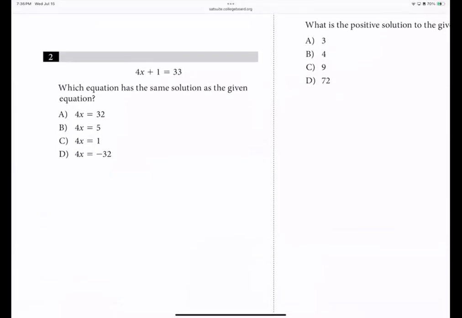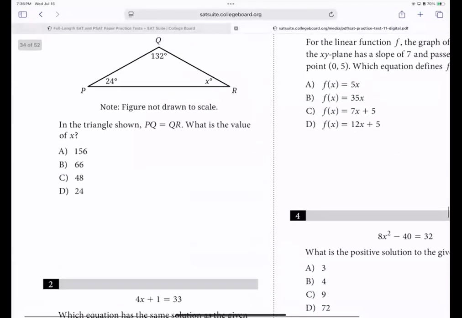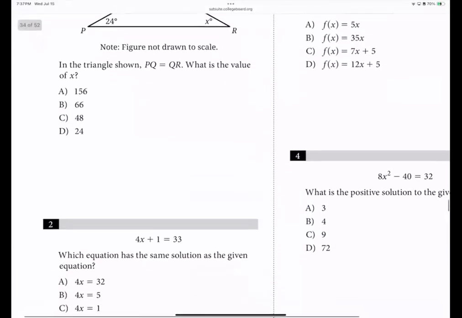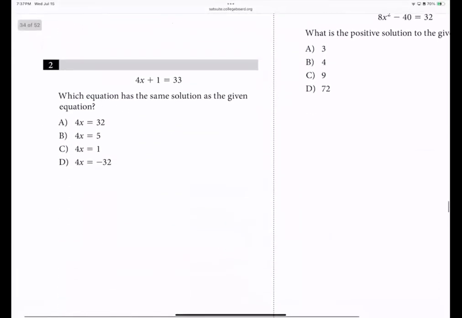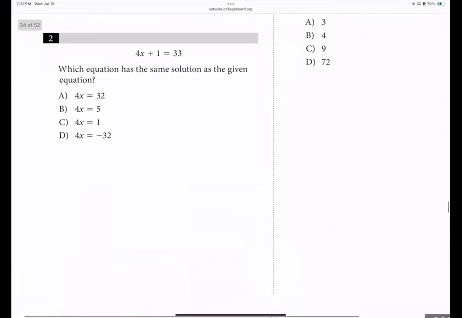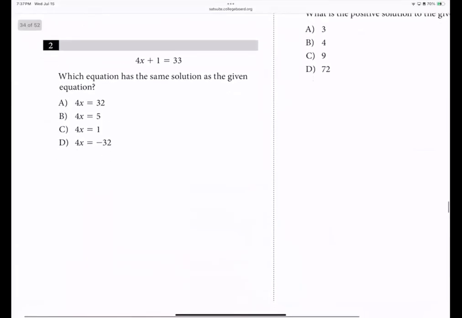You just did 180 minus. Yeah, I did 180 minus 132 minus 24. You need to be more calm. Just check, you don't need to be so fast. Next one.